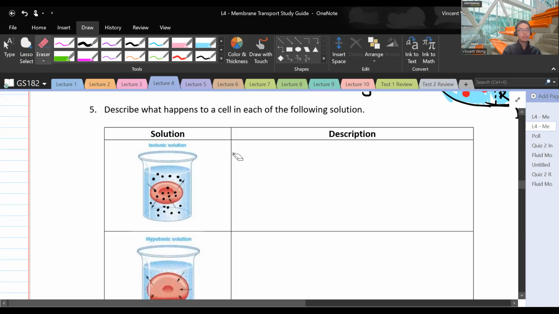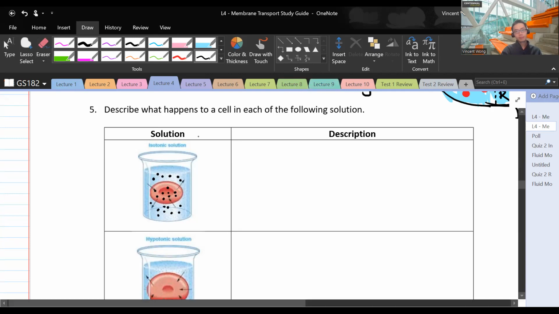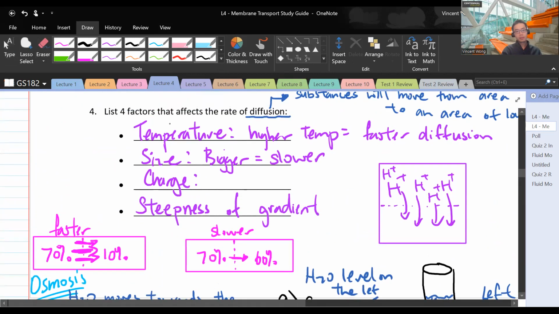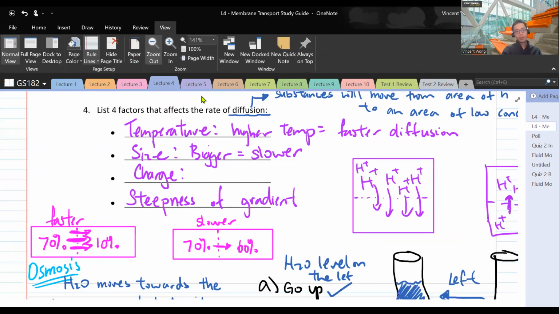Please, can I ask this before you proceed? Sure. In your previous recording, the one you asked us to watch, the factors of the rate of diffusion, you made mention of the charge. I really don't understand the charge. Okay, so the charge, right?